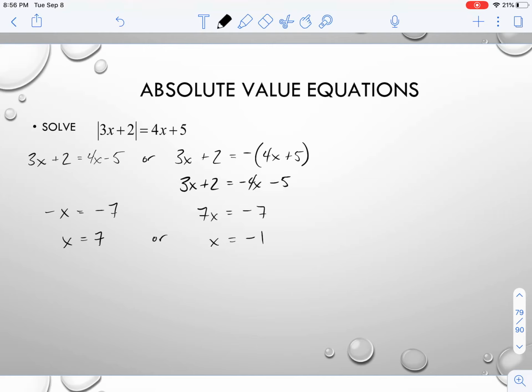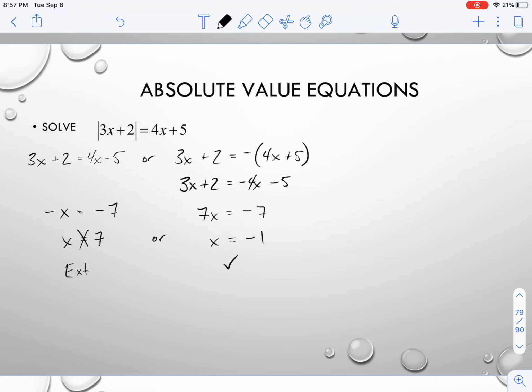So I want to substitute back in. When I plug 7 back into my original equation, on the left, 3 times 7 is 21, plus 2 is 23. The absolute value is 23. On the right, however, 4 times 7 is 28, plus 5 is 32. This is extraneous. On the right-hand side, the -1. When I substitute -1 in, 3 times -1 is -3, plus 2 is -1, the absolute value of which is 1. On the right, 4 times -1 is -4, plus 5 is 1.